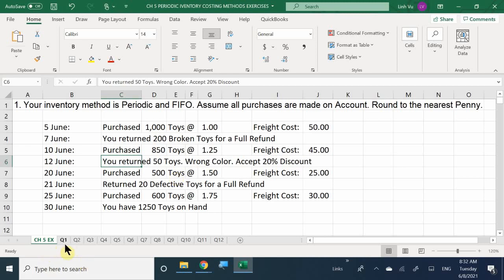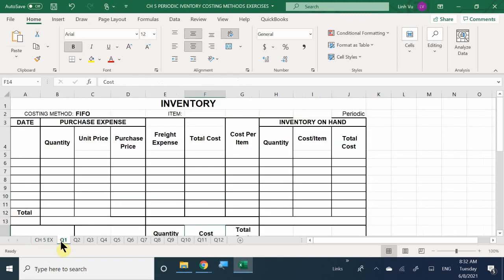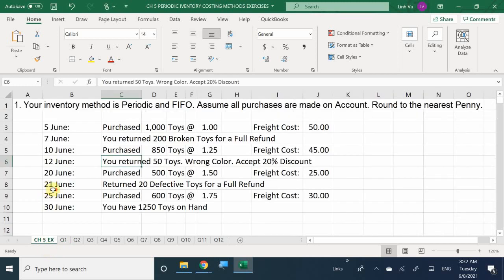Okay, so let's talk about the first one. Here, every example is going to go over a series of the costing methods. We're going to look at all three in this exercise. So the first one that we're going to start off with is going to be periodic, and it's FIFO. Assume that all purchases were made on account, rounded to the nearest penny.